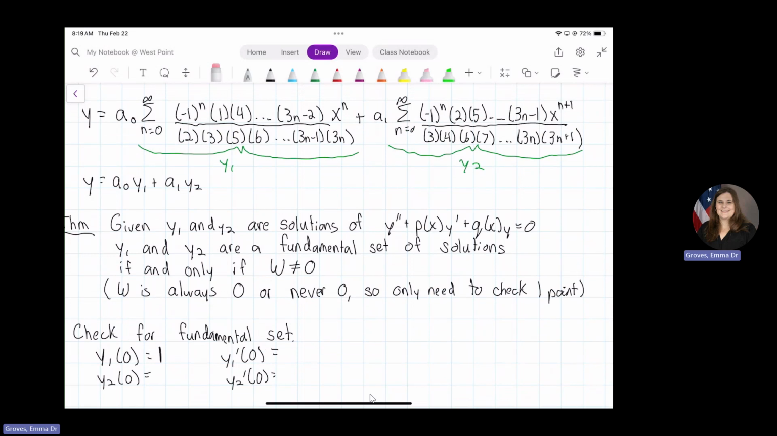Okay, let me think it through really quickly. Like y1 of 0 is x, but when you plug in a 0 for x, every single term is going to cancel out except n equals what?